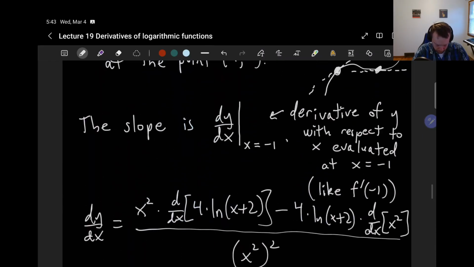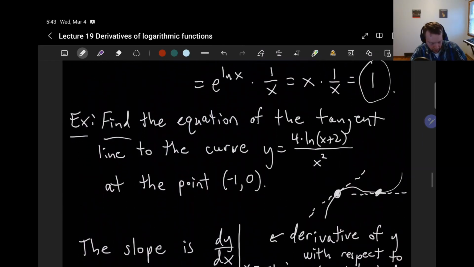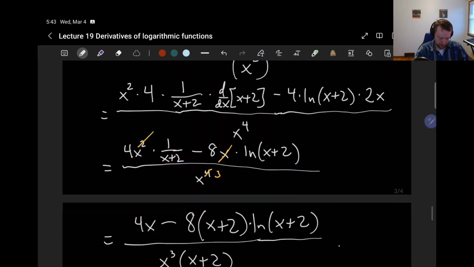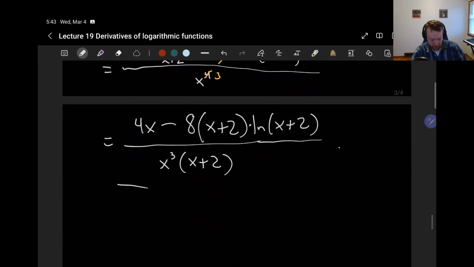Remember the goal of this problem? We're trying to find the equation of the tangent line. The purpose of finding the derivative was to get the slope. We still have to evaluate it. So now I have the general expression for the derivative. This will tell me the slope of whatever tangent line at a particular x value. I would just plug in the x value here. So that's what we'll do.